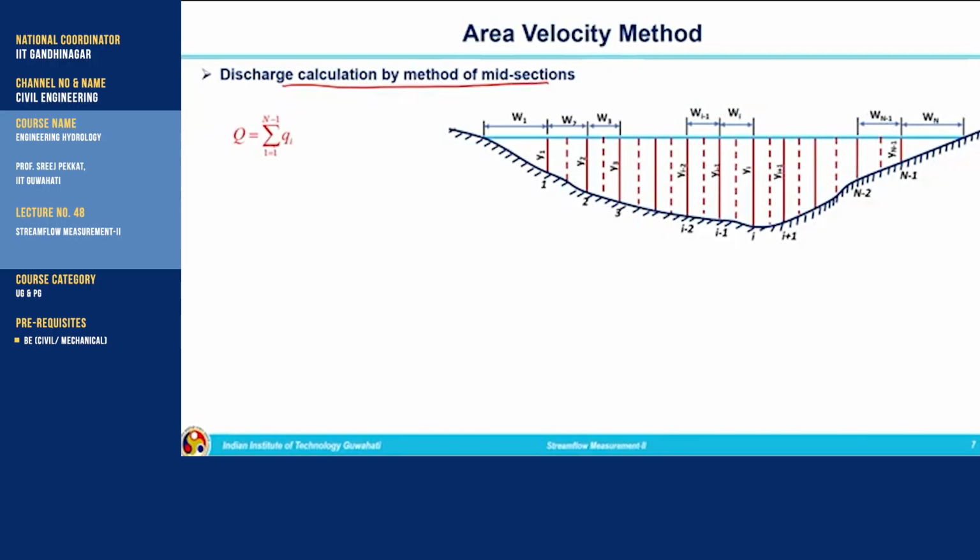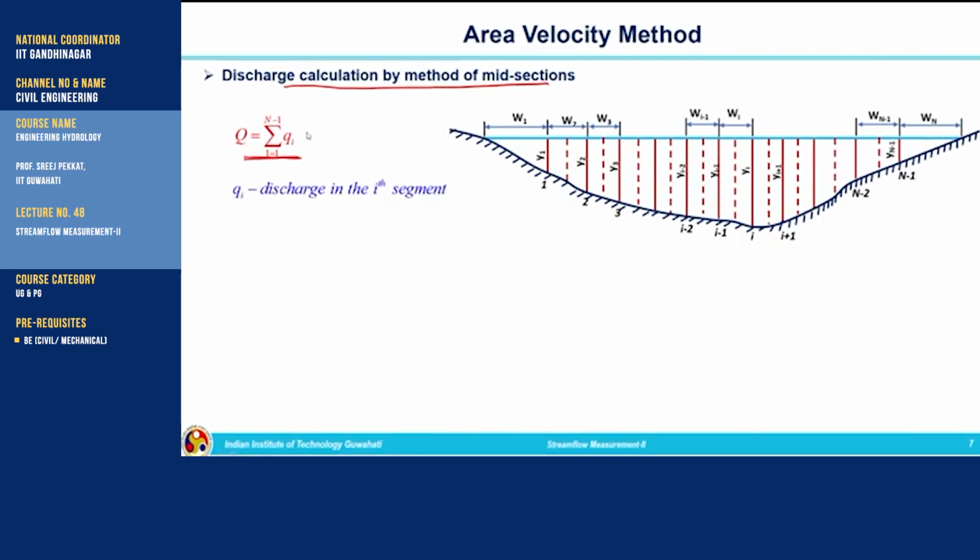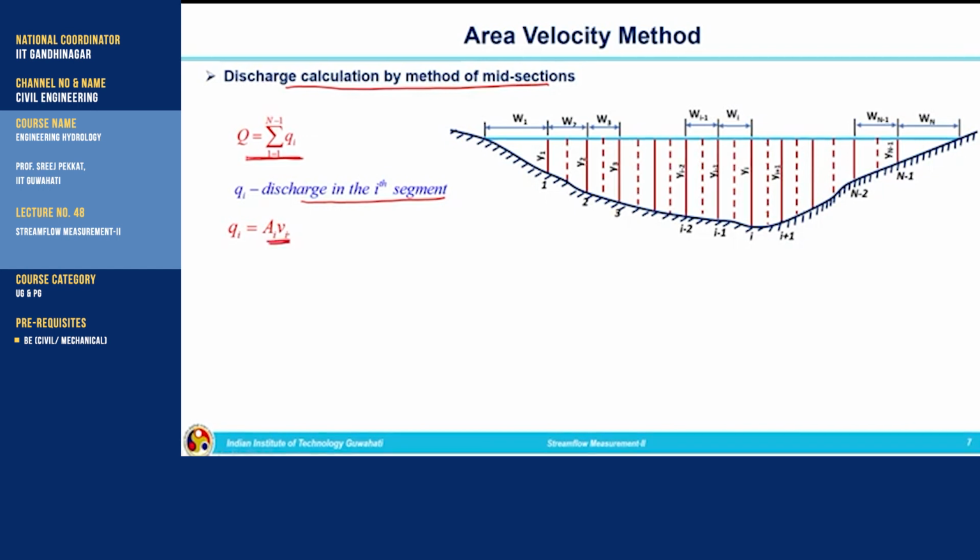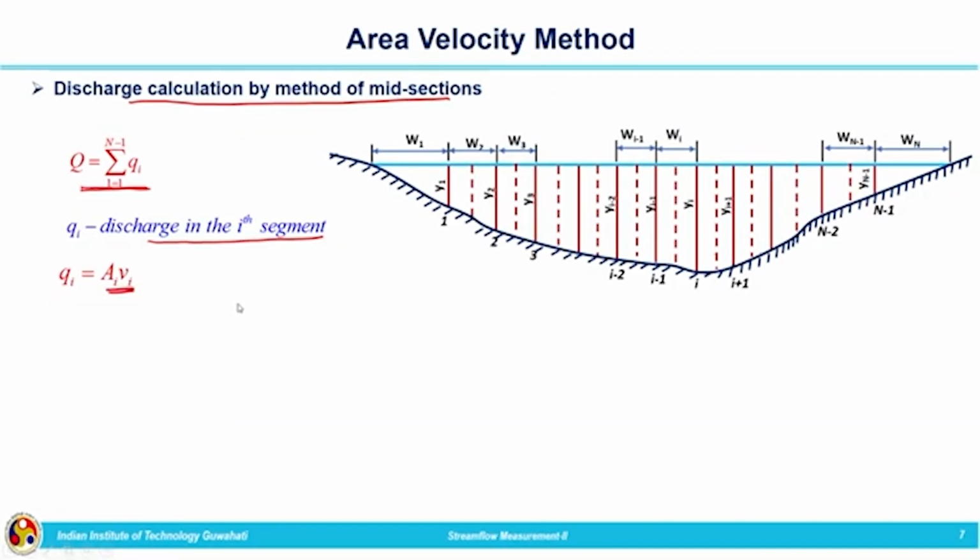But when talking about the first segment and the last segment, it is not like a rectangle. So, the area should be calculated by considering it as a triangle. Total discharge can be calculated as the sum, sigma i equal to 1 to n minus 1, of small qi. Small qi represents the discharge through each segment. Qi is the discharge in the ith segment, and Qi can be calculated by Ai Vi. Ai is the area of the ith segment and Vi is the velocity measured within the ith segment. I varies from 2 to n minus 2. Why is it from 2 to n minus 2?